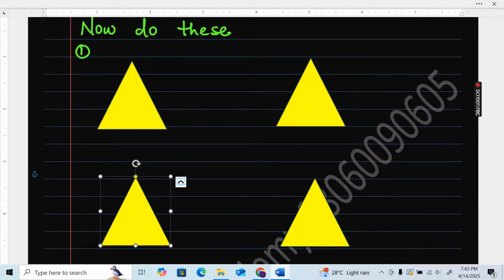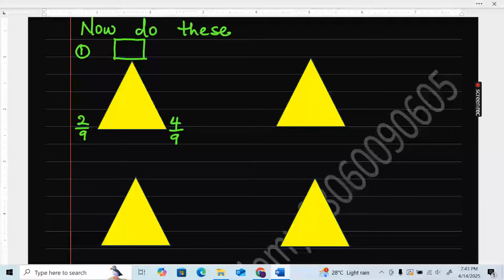Okay, so the first one, we don't know the answer right here. We have to figure out the number above. All right, and on the left side, we have 2 over 9. On the right side, we have 4 over 9. Okay, moving on to number 2.